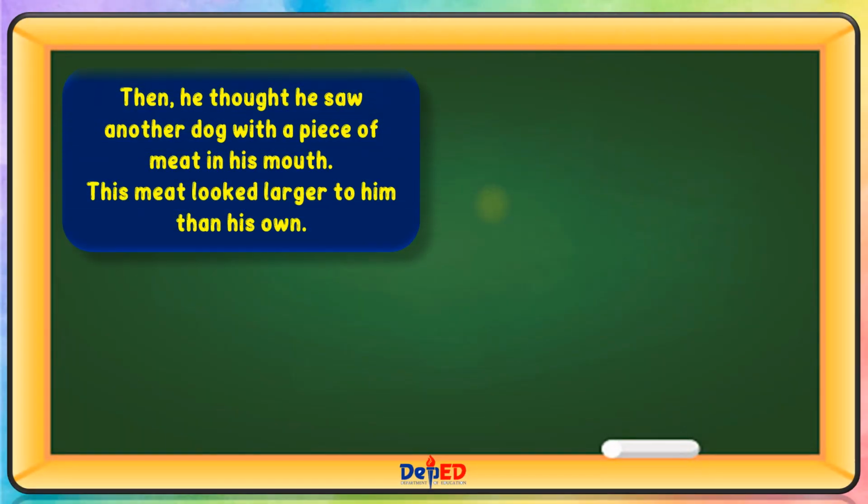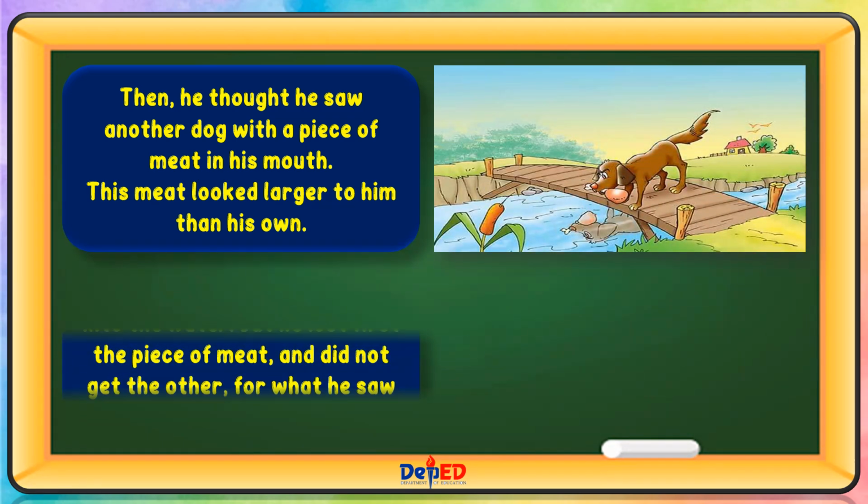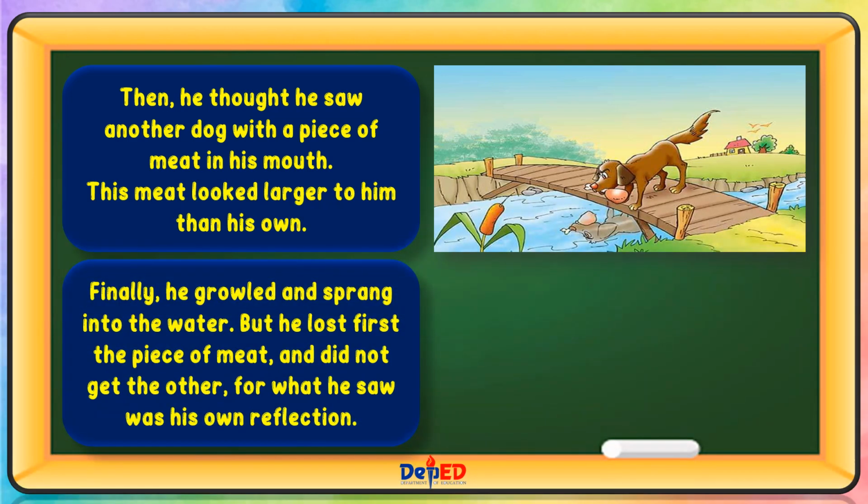Then he thought he saw another dog with a piece of meat in his mouth. This meat looked larger to him than his own. Let's draw this. Finally, he growled and sprang into the water, but he lost first the piece of meat and did not get the other. For what he saw was his own reflection. Let's draw this.